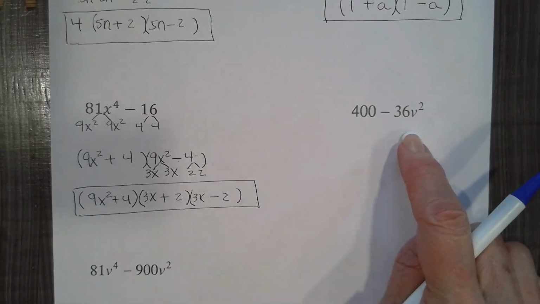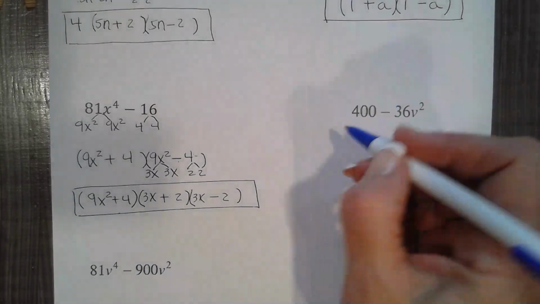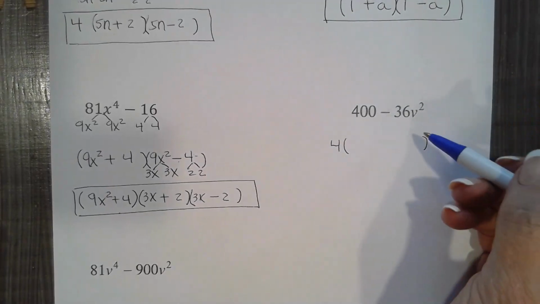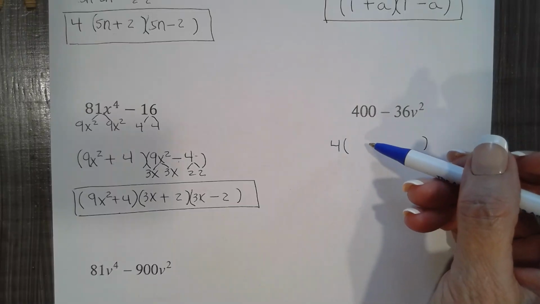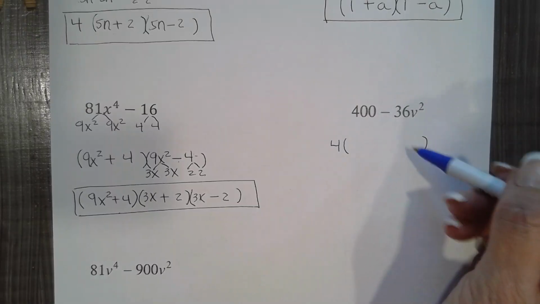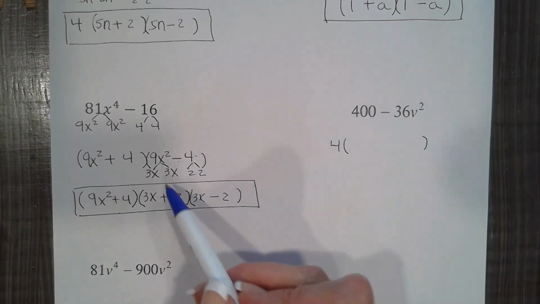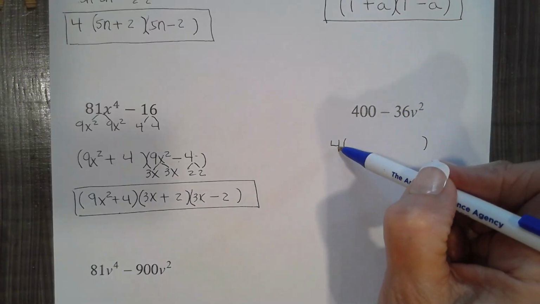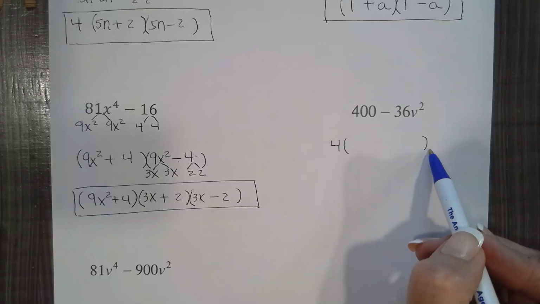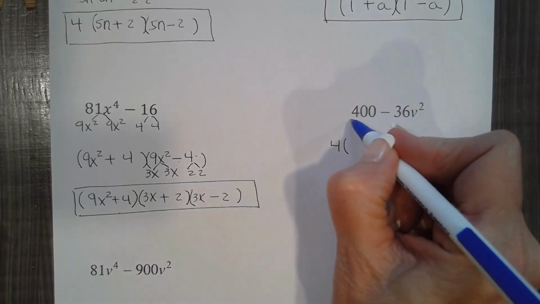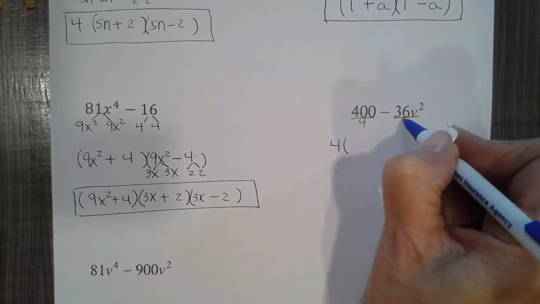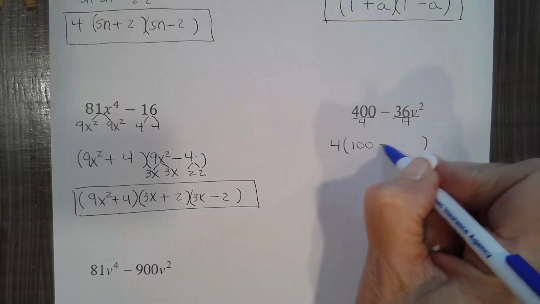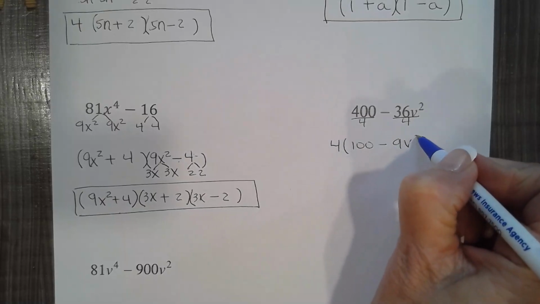Okay, here we've got a greatest common factor. It is 4. So I'm going to pull that out and set up a parenthesis. I noticed when people were doing this, they were trying to skip this step and go ahead and set up your 2 parentheses for dots. Don't do that. Make sure that when you factor by the greatest common factor, you set up 1 parenthesis and go through this step first. So we're going to divide by 4 here. So that is going to be 100 minus 9v squared.